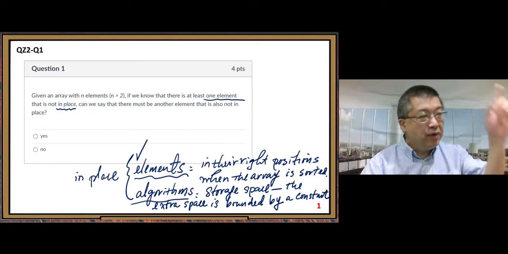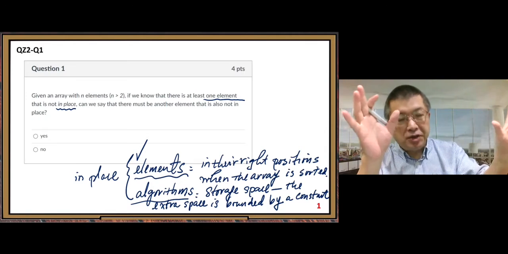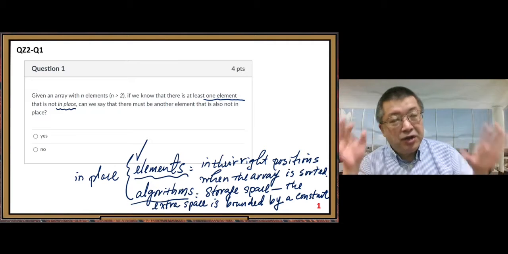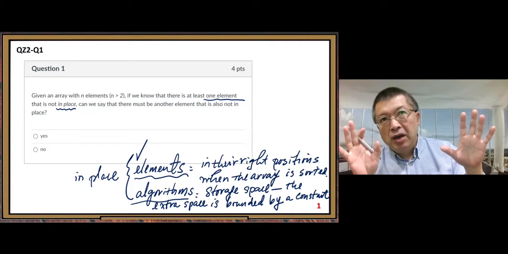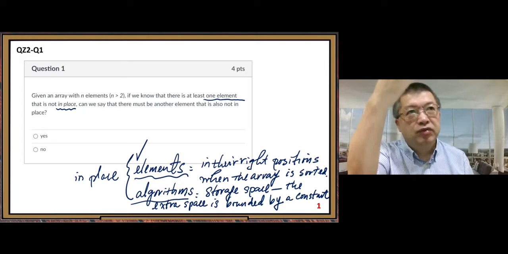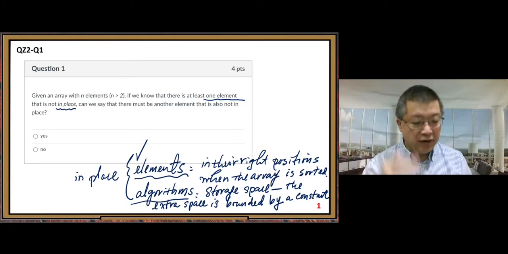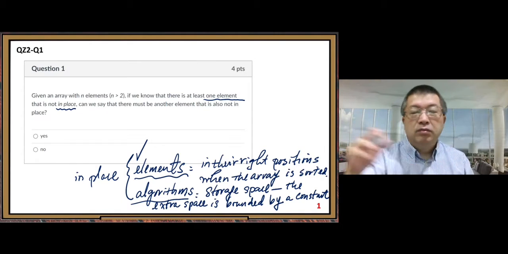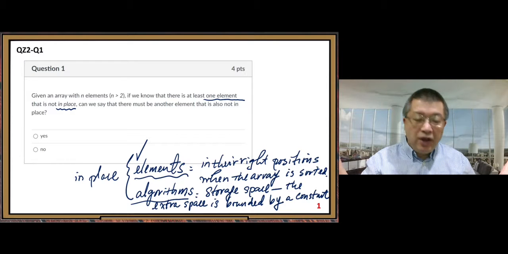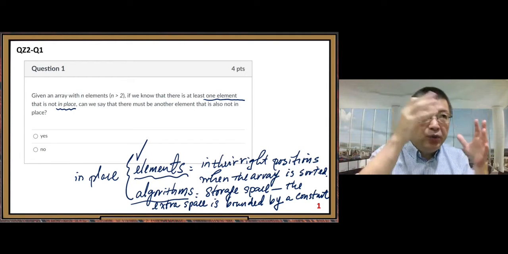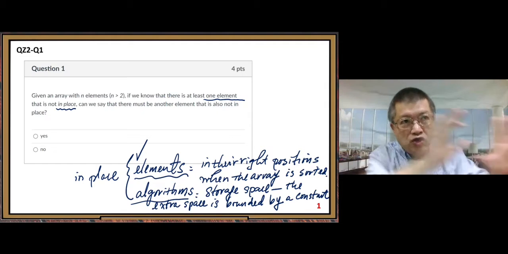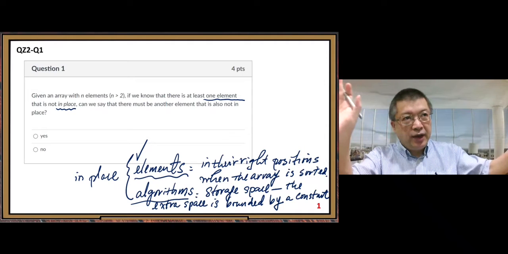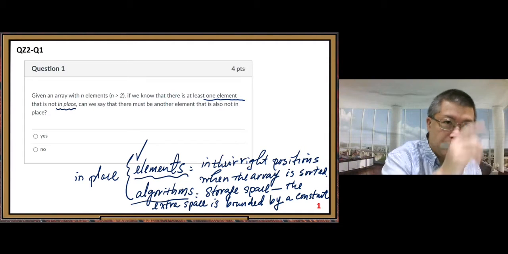It tells us there is at least one element not in place. Can we say that there must be another element that is also not in place? Only 2 cases, yes or no. So here, you need to really get your logic straight, not messed up.